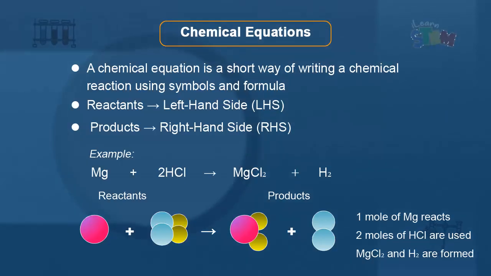To check if the equation is correct, we count the atoms on both sides of the equation. On the left-hand side, there is 1 magnesium atom, 2 hydrogen atoms, and 2 chlorine atoms. On the right-hand side, there is also 1 magnesium atom, 2 chlorine atoms, and 2 hydrogen atoms. Since the number of each type of atom is the same on both sides, the equation is balanced. This process is called atom counting.